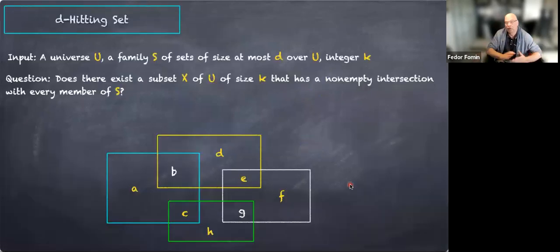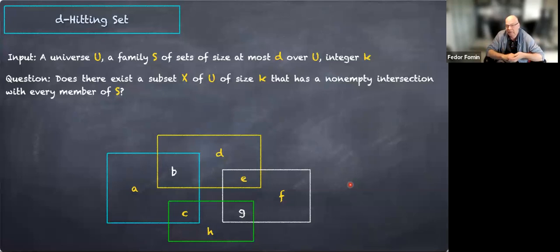So the first attempt to compute representative sets efficiently is based on the algorithm for the d-hitting set problem. A reminder: what is the d-hitting set problem? I have a universe U, a family S of sets of size at most d over this universe, and an integer k. In other words, you have a set U of vertices and a hypergraph where every hyperedge is of size exactly d. This is the same thing.